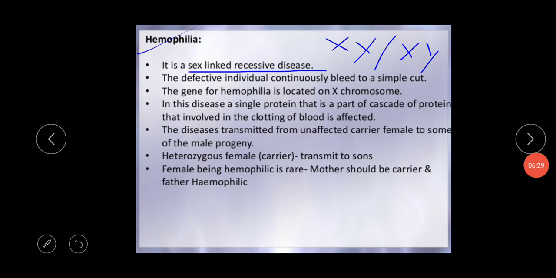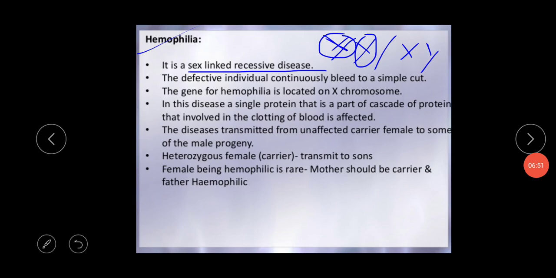So the female can be a carrier. Why? Because if one X chromosome becomes diseased, then the other X chromosome can express. So this X chromosome can mask the character of the other X chromosome. This is called the carrier. This is the position of the X chromosomes in the heterozygous condition.